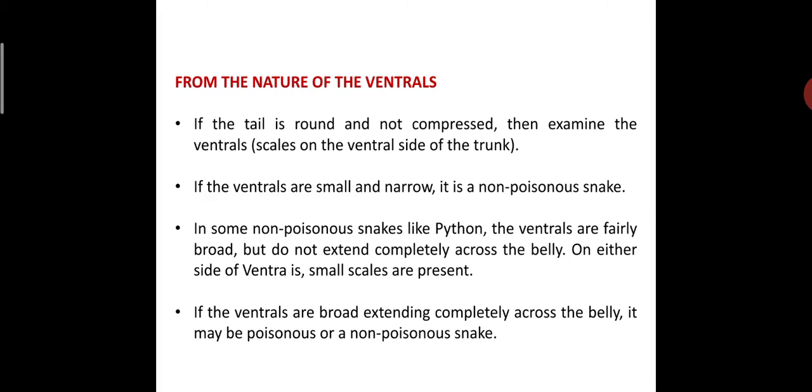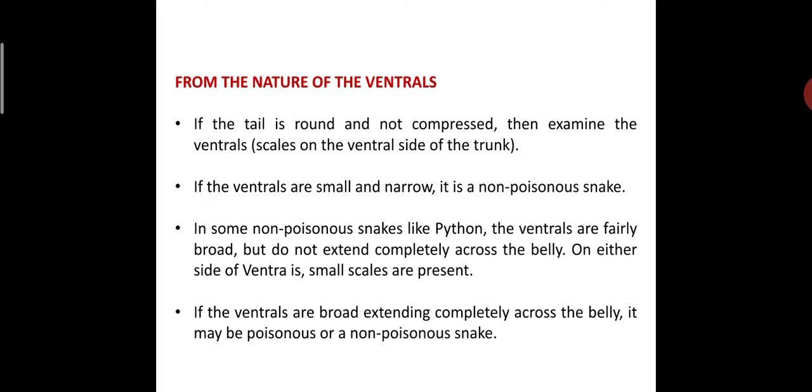In some non-poisonous snakes like the python, the ventrals are somewhat broad, but do not extend completely across the belly. Belly in the sense of the front side. On either side of the ventral, a small scale is present. If the ventrals are broad, extending completely across the belly, it may be poisonous or non-poisonous.